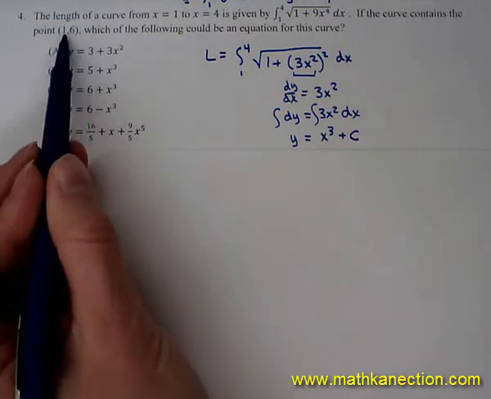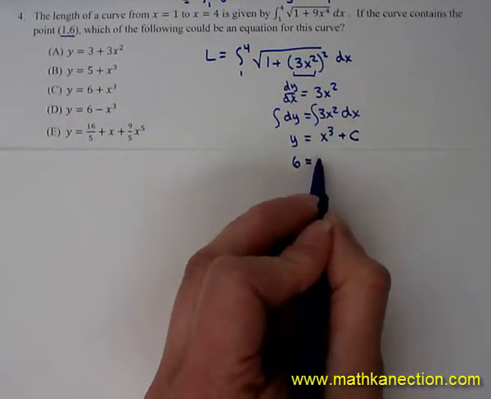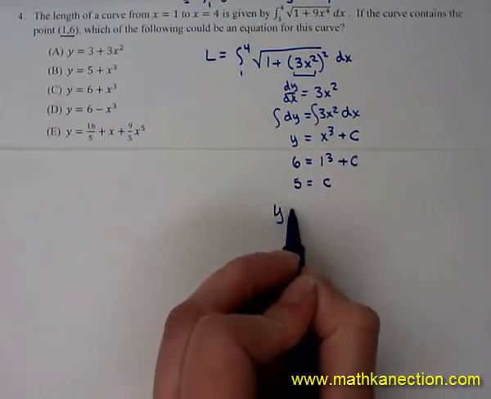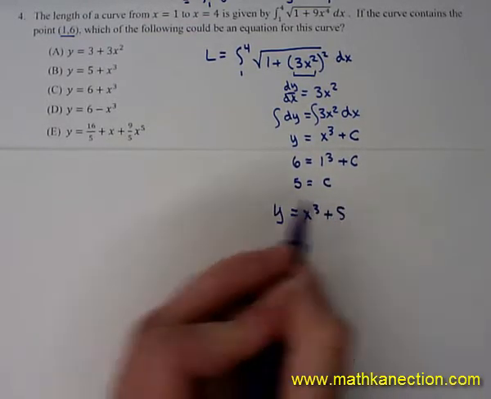Replacing in the given value of the point (1, 6), so y is equal to 6, x is equal to 1. Solving for c, we get c is equal to 5. So the equation is y is equal to x to the 3rd plus 5.